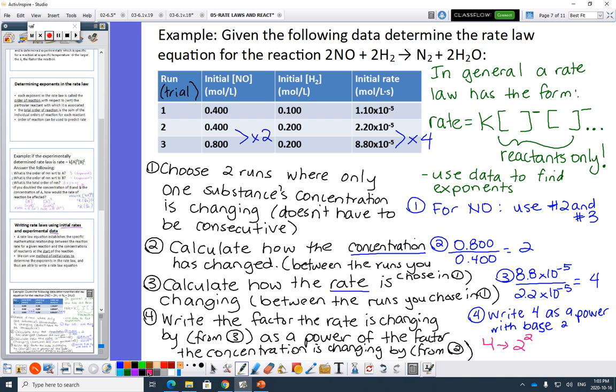So now that we have a number with an exponent or a power, that means that whatever exponent is here, that is going to be the exponent on NO. So when it is not a linear change, you've changed the concentration of the NO, it has had a bigger impact on the rate than just a linear, like to the power of 1, okay?